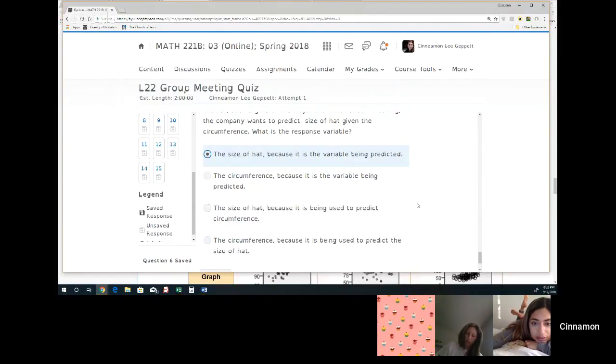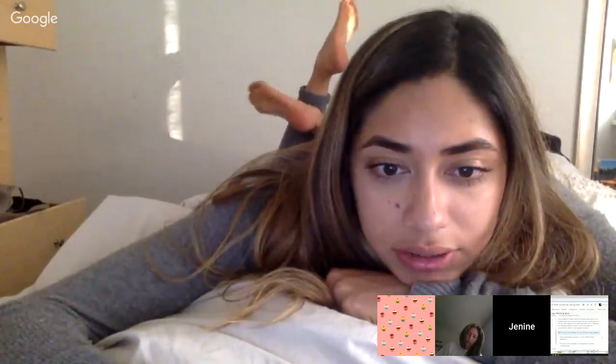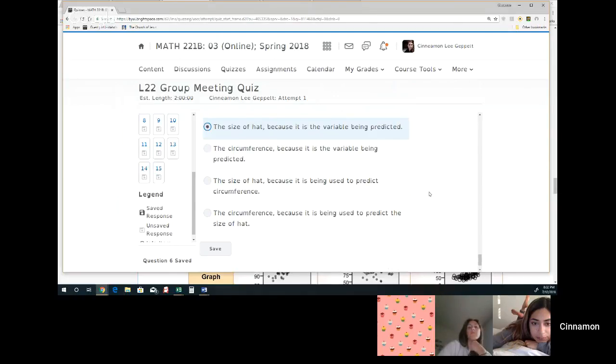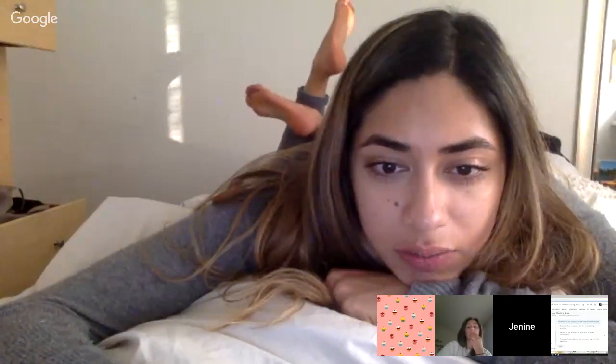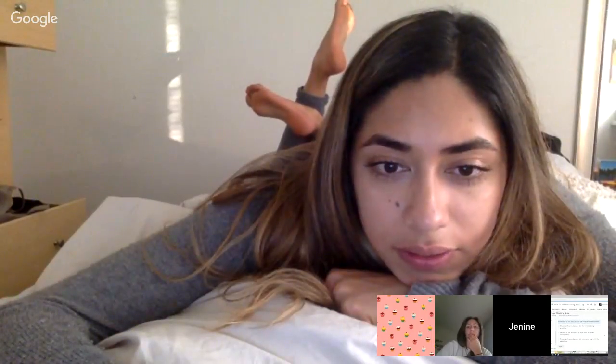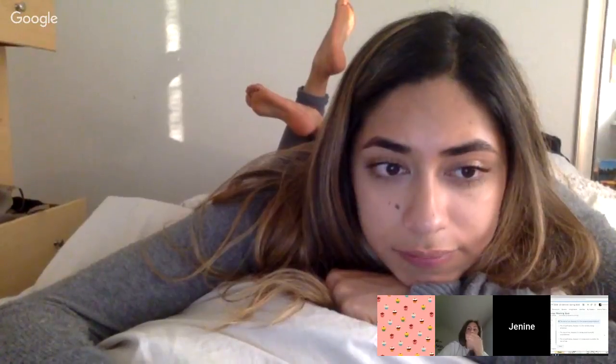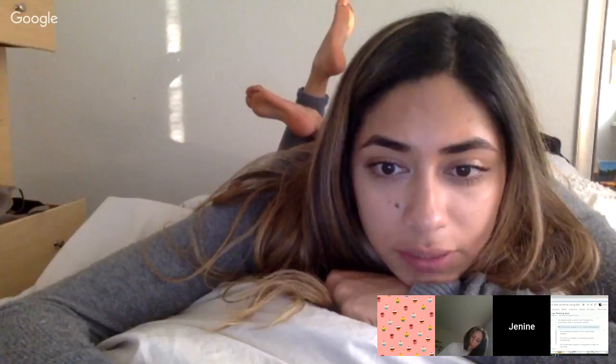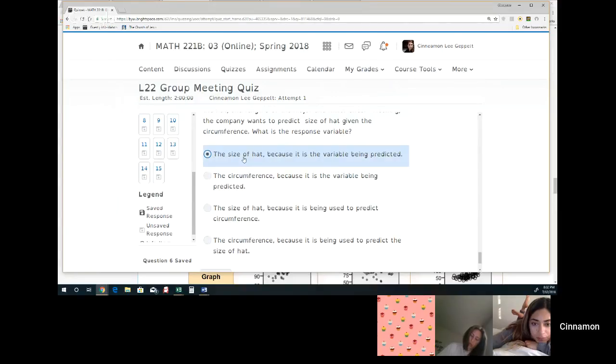Wait. You don't think it's that one? Meaning, what is the reason? Yeah, it's the first one. Are you saying the first one or the third? I said the third one. Is that wrong? I think it's the first one because the size of the hats are constant, and we're trying to figure out the variable. The response is we're trying to figure out the size of the hat. That's what I think is trying to be projected.